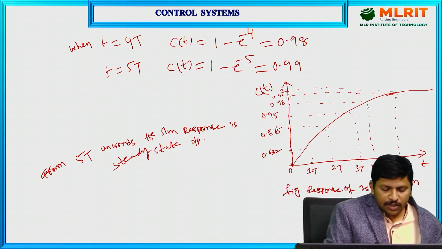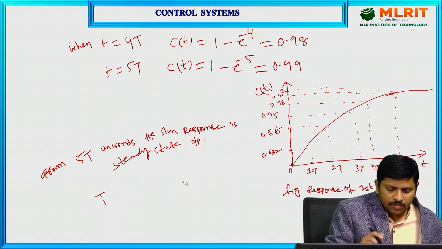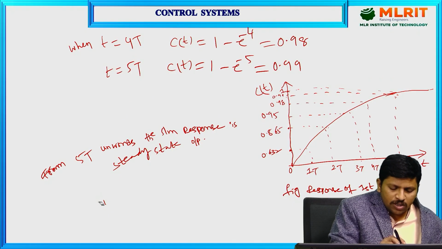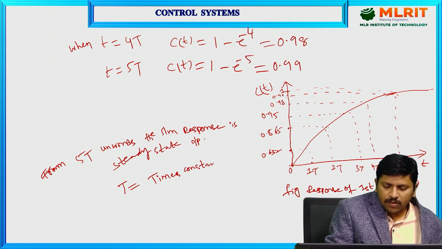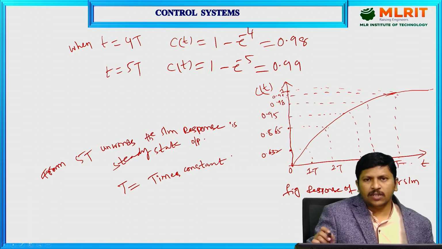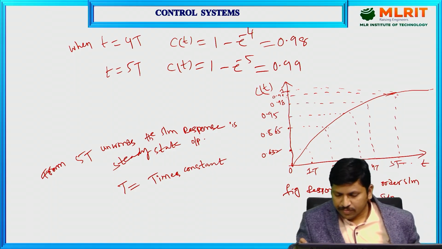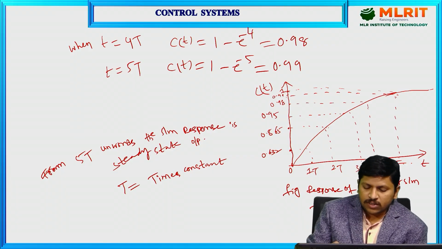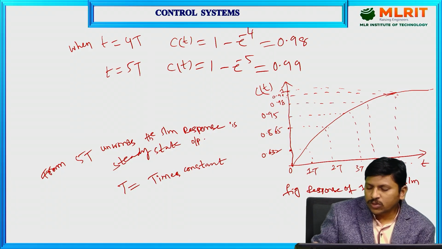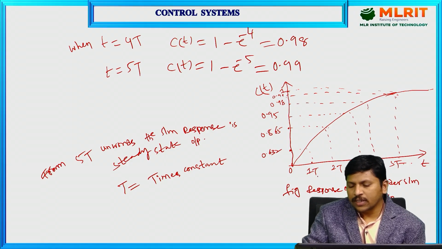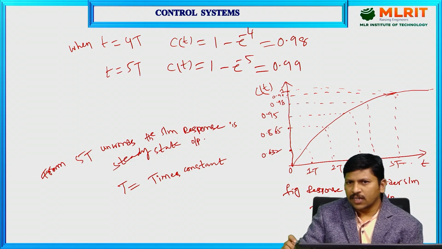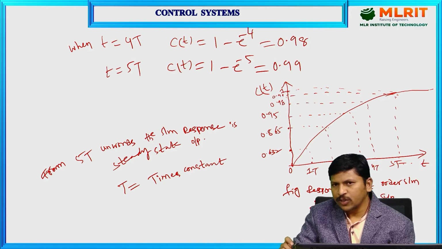Where T is nothing but the time constant. Already I said, T is the time constant. For 0, 1T, 2T, 3T, 4T, 5T and so on, you will get the graph like this. This is the response of the first order system for unit step input.